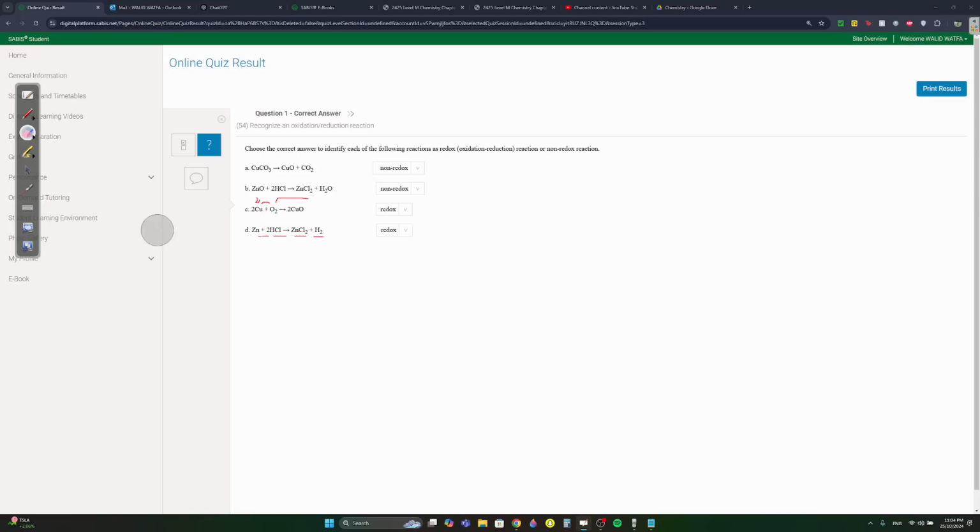Zn plus 2HCl gives ZnCl2 and H2. So you're going to be like, how did this happen, right? Okay, here you had Zn. It became ZnCl2. What is ZnCl2? ZnCl2 is Zn2+ and 2Cl-, right? So didn't the charge go from 0 to 2+? That increased, right?